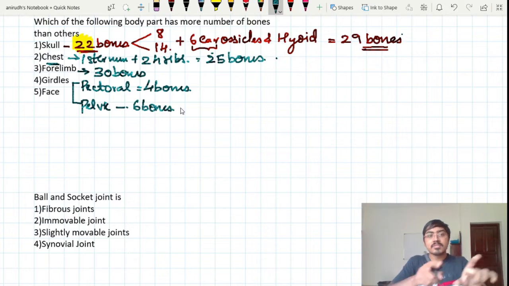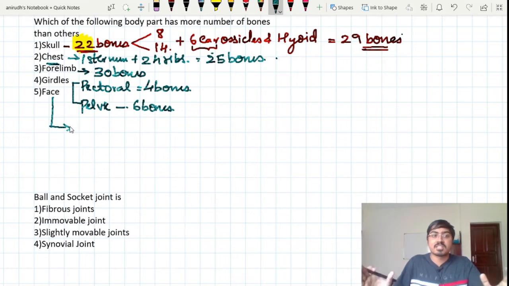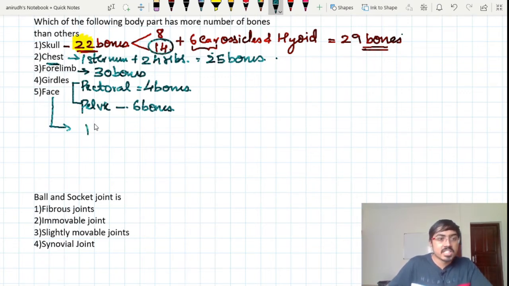So these things were discussed in the previous video. That is why I am not going into detailing of these kind of things. I'm just quickly going through the questions. Otherwise the length of this video will become considerably higher and nobody will watch that much lengthy video. Now face, as I was telling you, skull, 22 bones in the textbook, 8 and 14. This 14 is the facial bones.